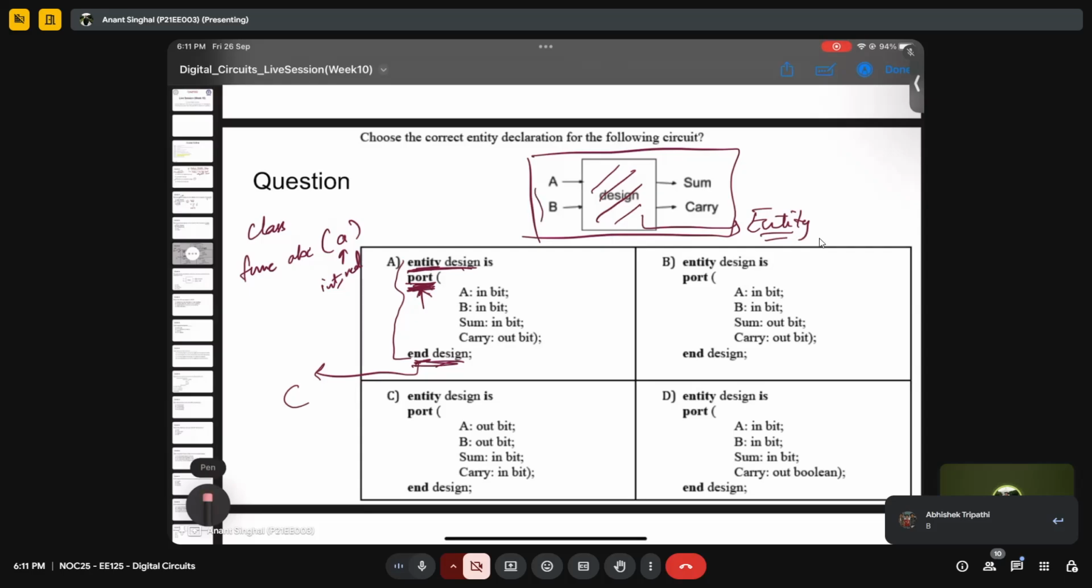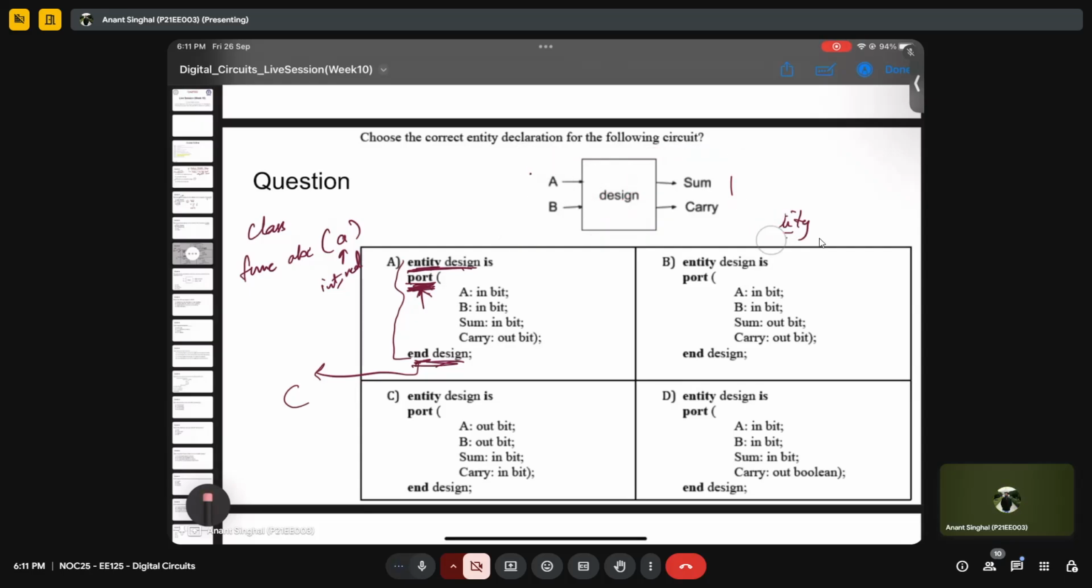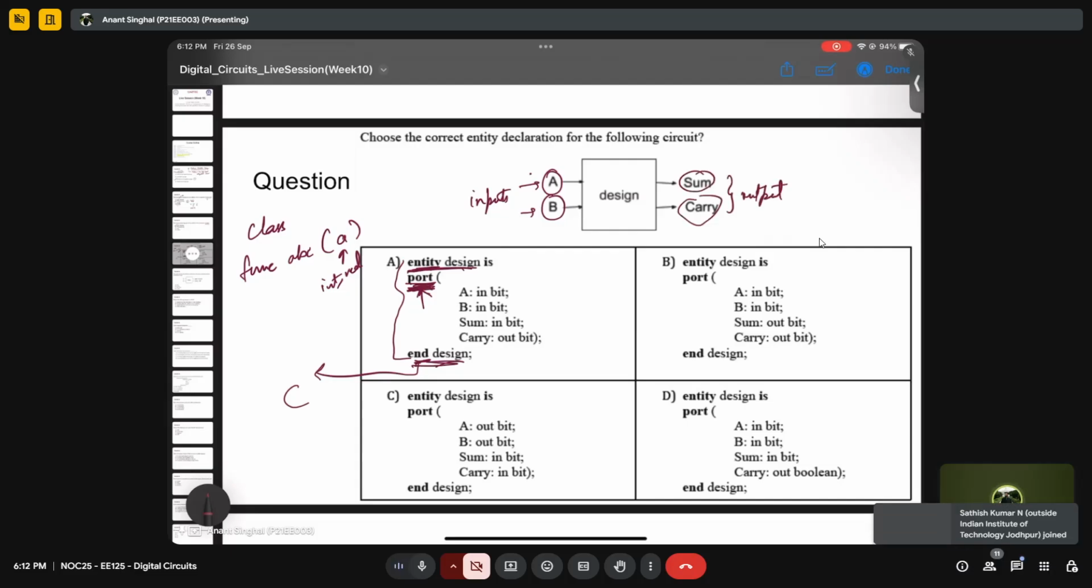So in this circuit, it's like a half adder, right? We have two inputs, which are A and B. So we can clearly say that A and B are inputs, right? And sum and carry are the outputs. Now in each of the options that you see, A is written as the in bit, B is written as the in bit. So here also A and B are in bit.